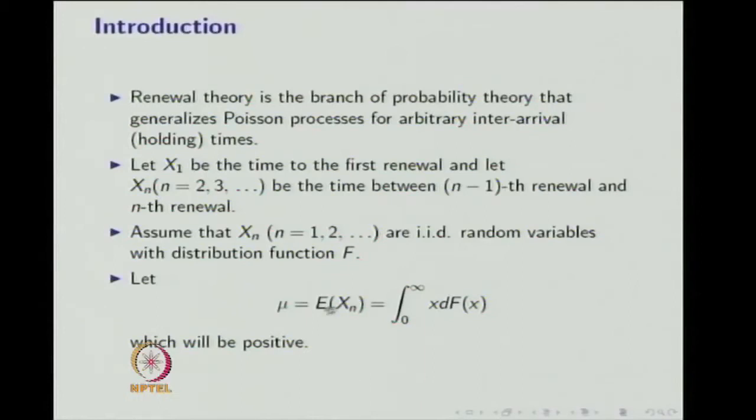The mean of the random variable Xn is denoted by mu, which is the integral from 0 to infinity of x dF(x). It will be positive because the Xi's are the time between the (n minus 1)th arrival and the nth arrival, that is, a random variable Xn. Hence the mean will be positive.